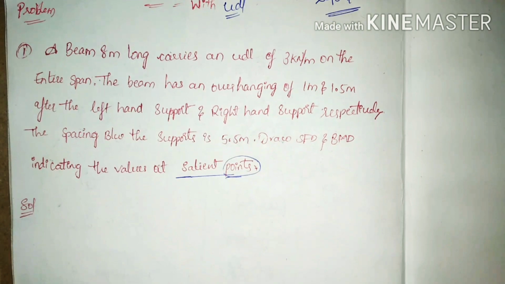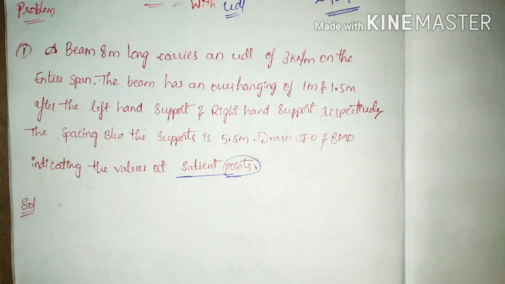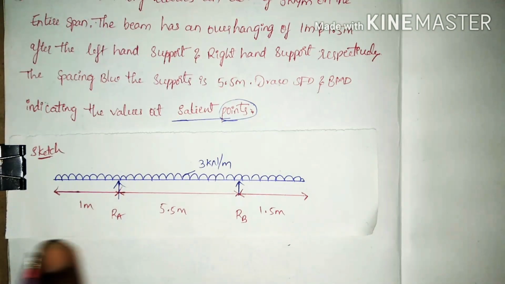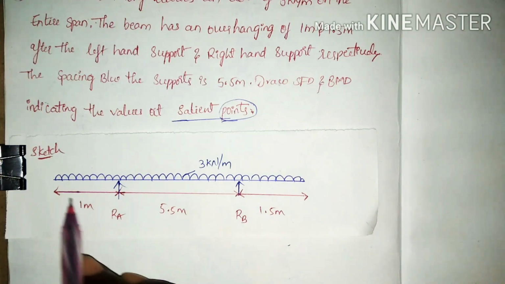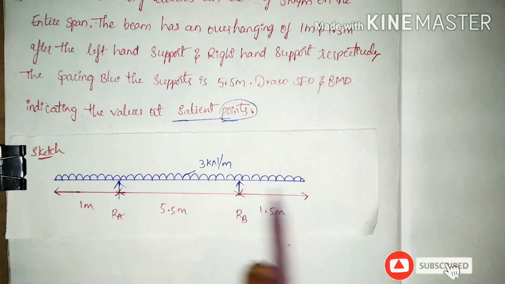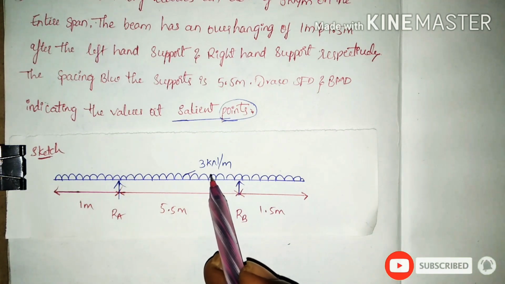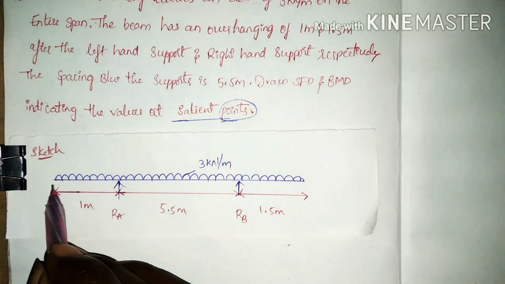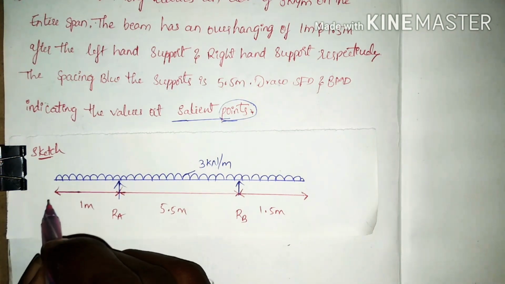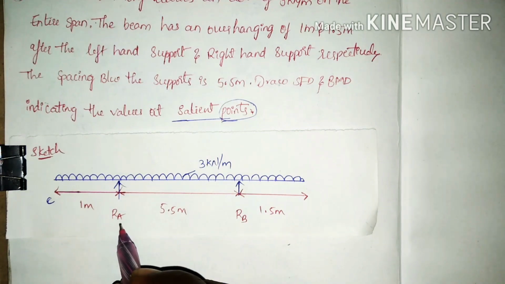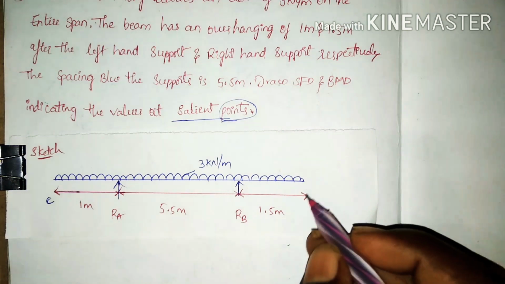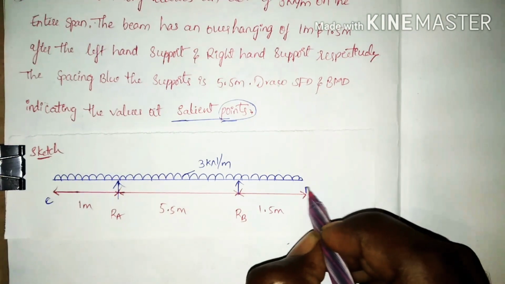Next, for this given data, we are going to draw the diagram. The UDL is acting for the entire span with a magnitude of 3 kN per meter, and let us indicate the points where the beam is ending. Since I have already indicated RA and RB for the supports, for the ends of the beam we are going to indicate C and D.